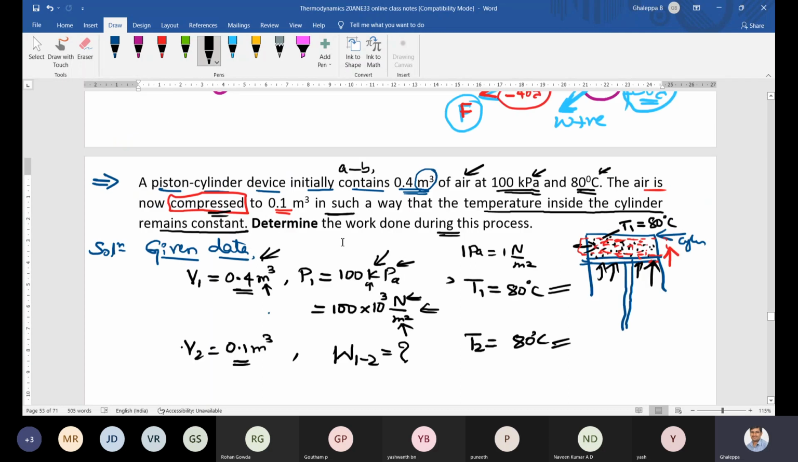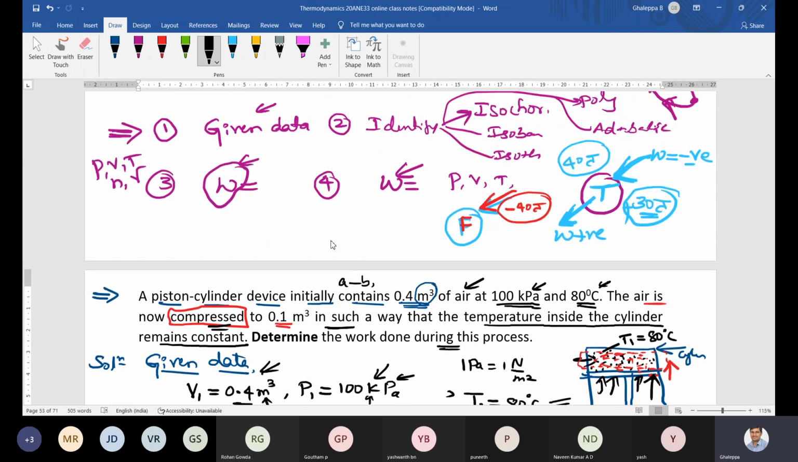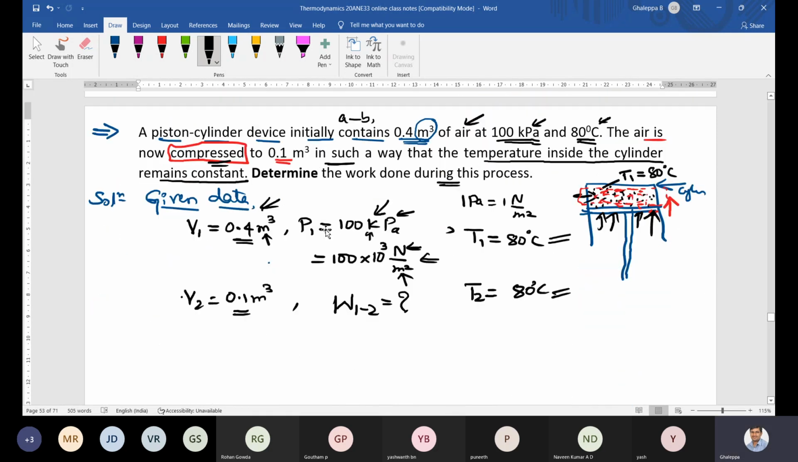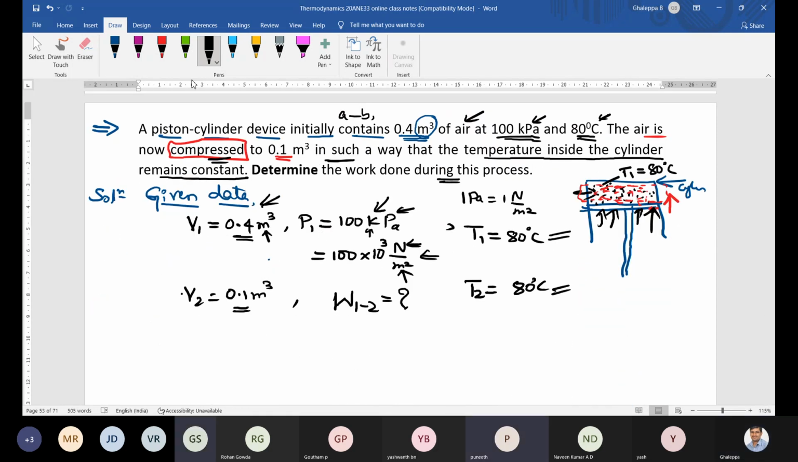Okay, you have written given data. First step you have done, right? Very good. Given data is over. What is the second step? You have to identify the process. Out of 6 processes or 4 processes or 5 processes, which process is it? Isothermal, sir. Why are you saying it is isothermal? Sir, because temperature remains constant. Yes, here 80 degrees Celsius initial and final temperature is also same. So it is constant temperature. Very good. I will write here the given process is isothermal.